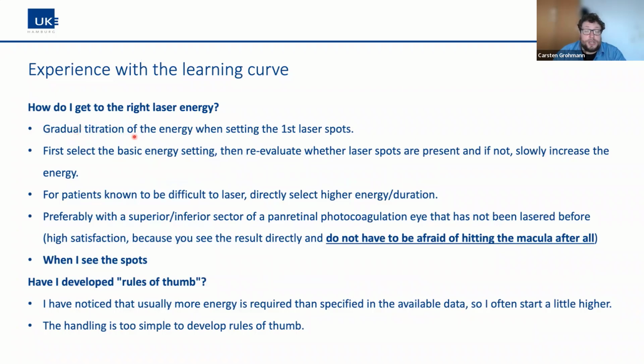How do I get to the right laser energy? Gradual titration with the titration module of the laser for the first laser spots. Select the basic energy settings. It is difficult to directly set high energy. There are some patients having problems with having the eye open or with having the contact glass inside. But it is highly sophisticated because you do not have to be afraid of hitting the macula, because you can see directly where to plan and where to shoot.